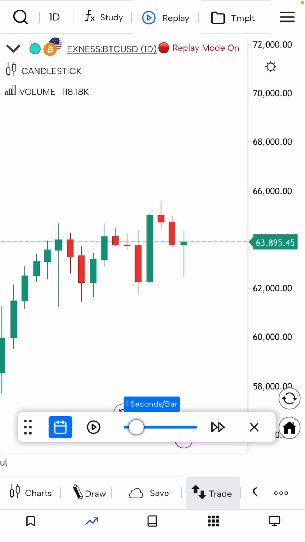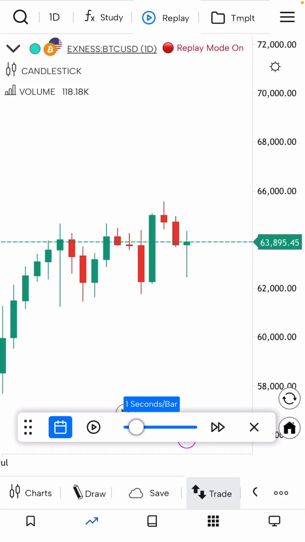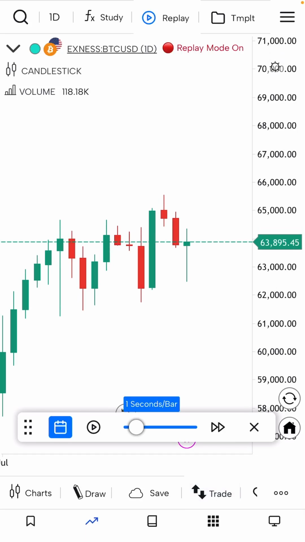Okay, so during the weekend, I like to look for a nice setup, just one setup that I can find on any market other than gold or anything else. And so I got a nice setup on Bitcoin that I decided to take.